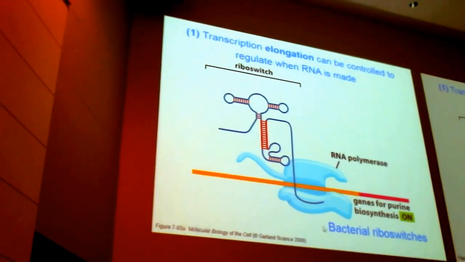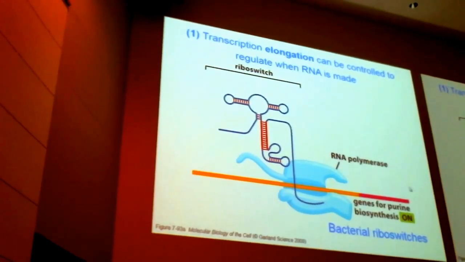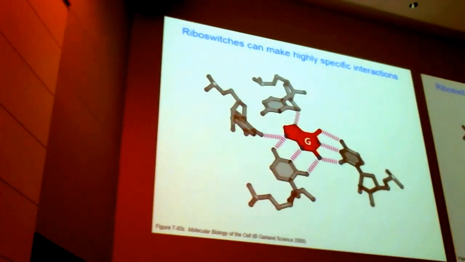And let's say it's upstream of a gene that's required for purine biosynthesis, purines G and A. And it might form a structure like that. And when there is nothing to bind, the polymerase will go. Remember, this is the transcribed RNA that's folding back on itself and forming a structure. It forms that structure because that structure can bind a G. And it can bind a G with an incredible number of contacts. This is now RNA binding a small molecule, not protein binding a small molecule, but RNA.